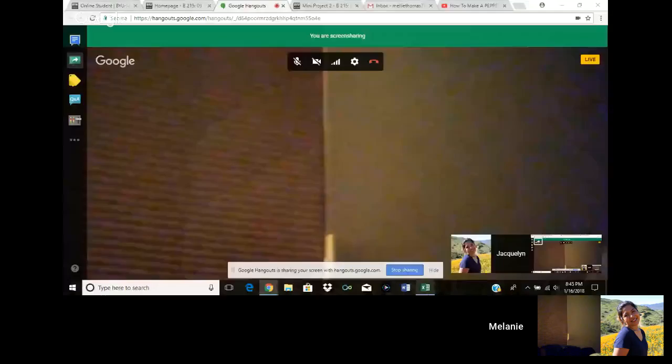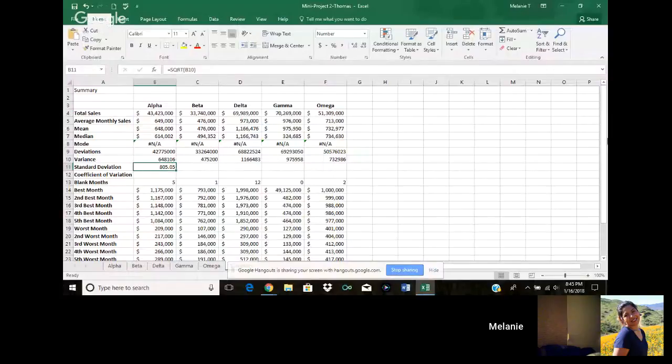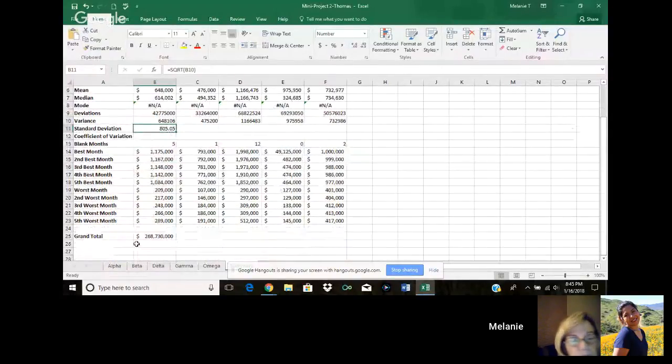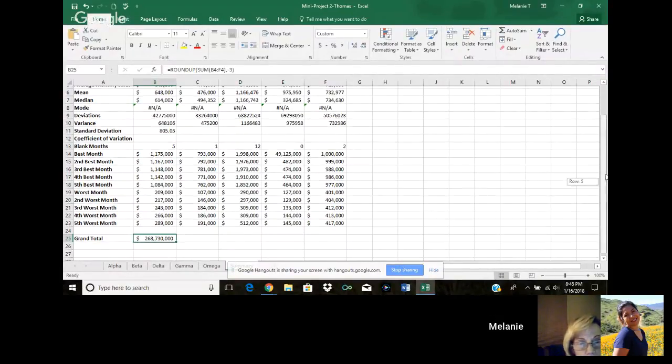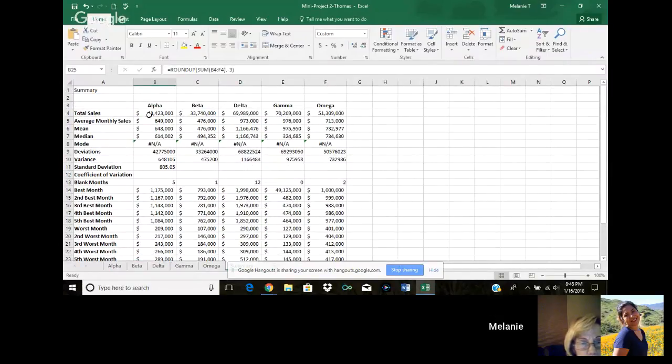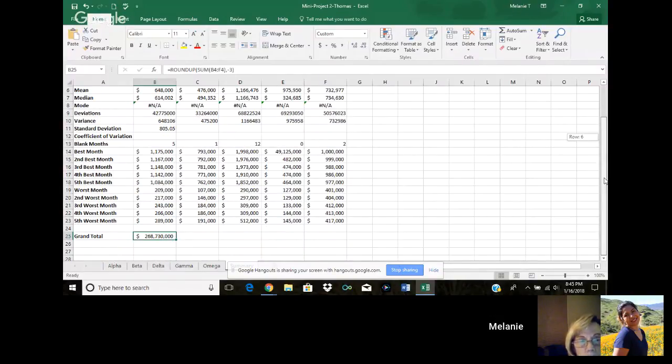I stopped sharing my screen, I'll go share it again. So for that, I just put the grand total down here. I didn't know where to put it. I did the roundup and then the sum of B4 through F4. And then I did the -3, so it would round to the 1,000. And this is what I got. Okay.